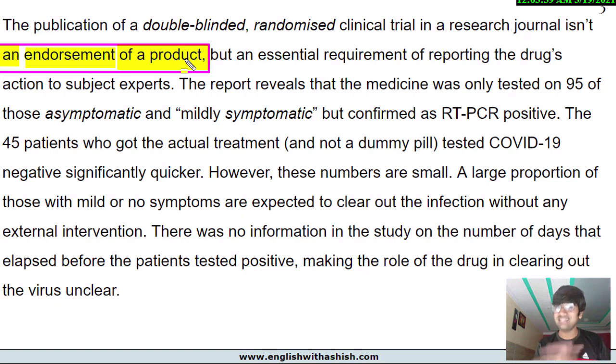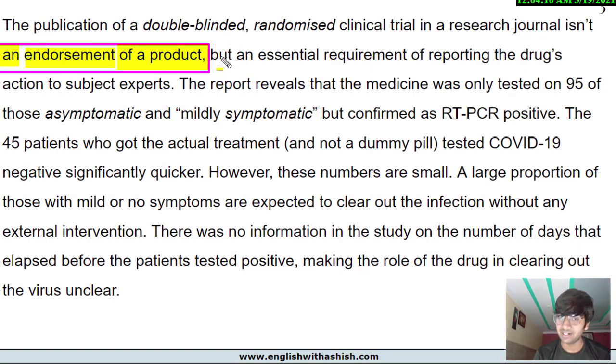Everything is clear, but the sentence doesn't end here, right? This is not the complete sentence. So this is not this. The publication of a double-blinded randomized clinic trial in a research journal is not this, but it is. It is the subject and the verb is missing. So this is not a complete clause. If it was, this complete sentence would be a compound sentence, a combination of two independent clauses joined by a coordinating conjunction. But that's not the case, because here we don't have the subject and the verb. We just have a noun phrase.